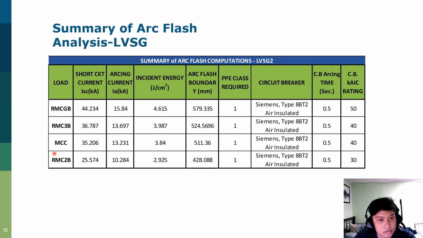So these are the loads. This is their short circuit current. This is their arcing current, the incident energy, the arc flash boundary, the PPE class required. This is the type of circuit breakers to use. This is the arcing time, and this is the circuit breaker AIC rating.